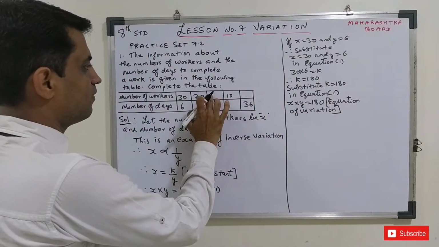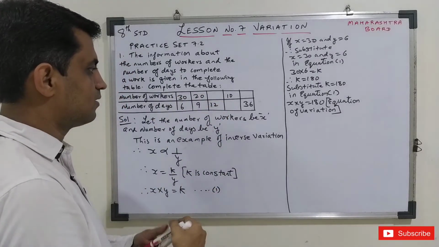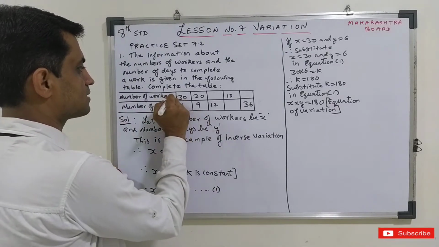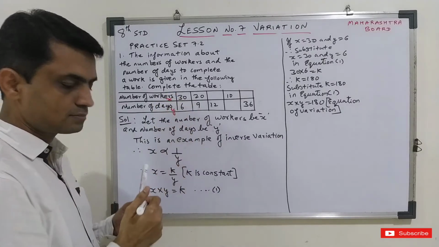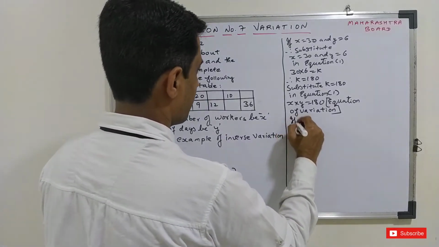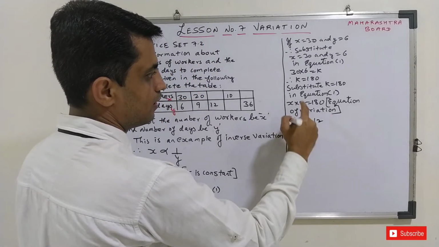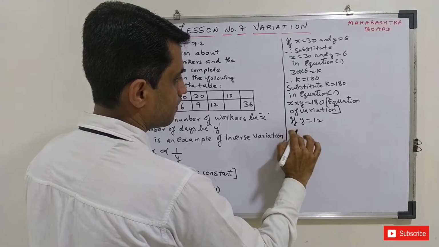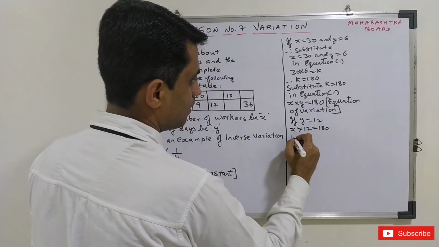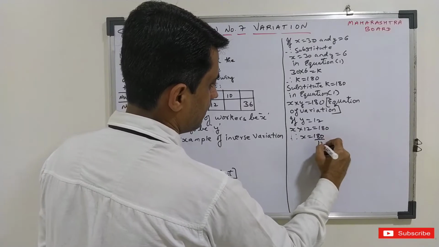After this, now we will find what we have to find. This is our x and this is our y. I am writing here with a red pen so that you will not get confused. This is our x, number of workers are x, and this is our y. Now if y is equal to 12, suppose y is equal to 12, then substitute here. x into 12 is equal to 180. Yes, so you will get x is equal to 180 upon 12.